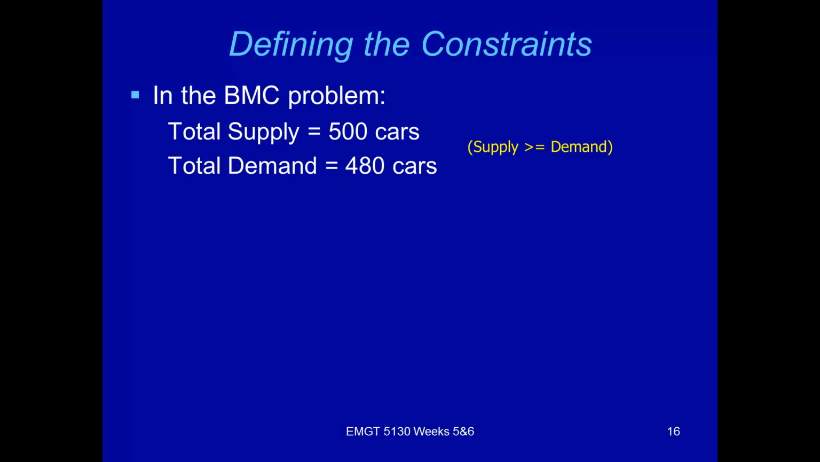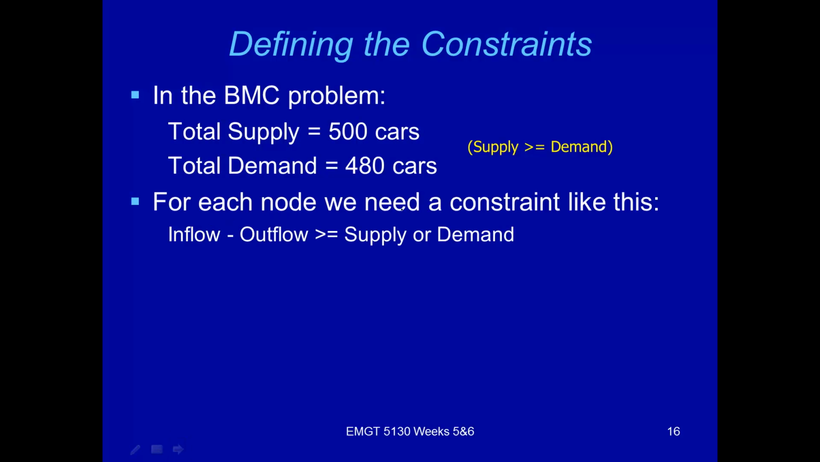Then in this problem, first we determine the total supply and demand, and we find out that total supply is able to meet the demand. Okay, oh, did I make a mistake? I calculated it as 380 supply, but anyway, the relationship is the same. Okay, and for each node, the constraints look like this. So inflow minus outflow greater than or equal to the supply or demand. That's because of this relationship here.